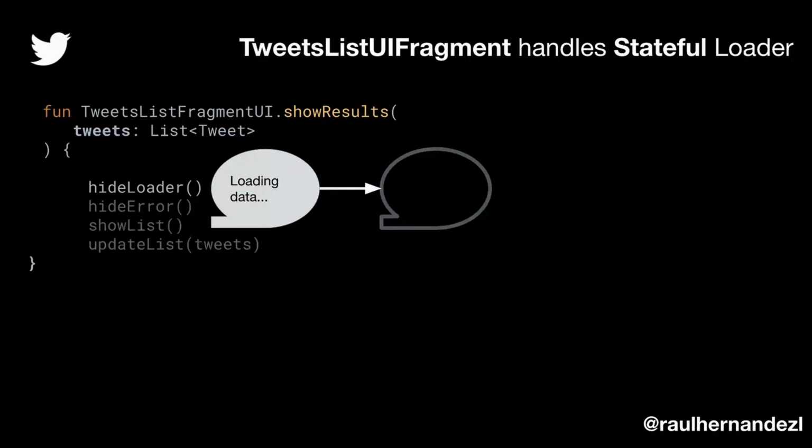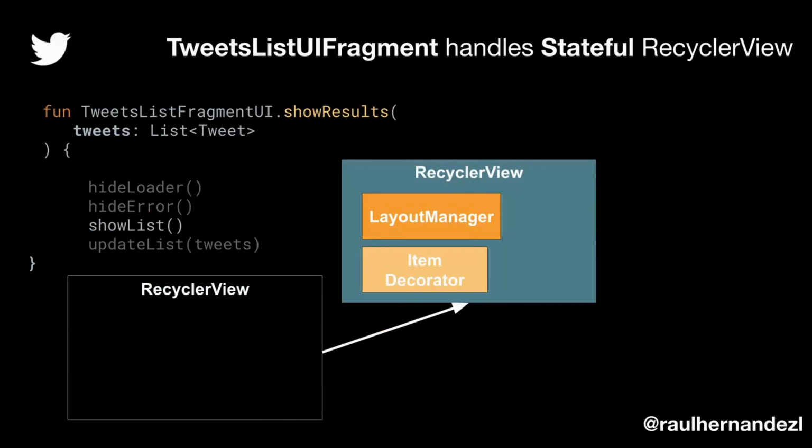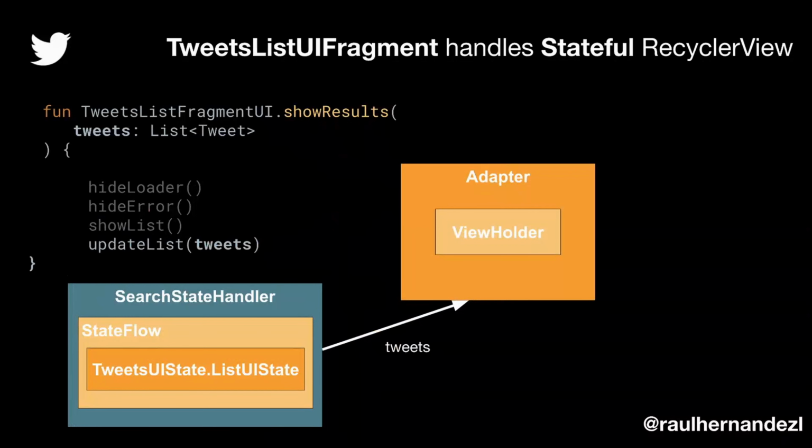Now will become invisible. So that means we are changing the state of this particular UI element. Also hiding the error, we are also hiding that. And we are showing the recycler view with the different elements, the layout manager, the item decorator, and so forth. And finally, we are going to update the adapter in order to show the different tweets.